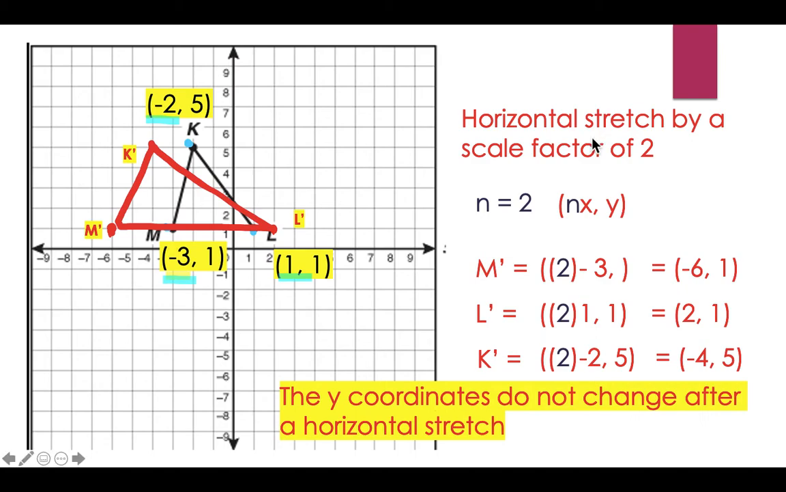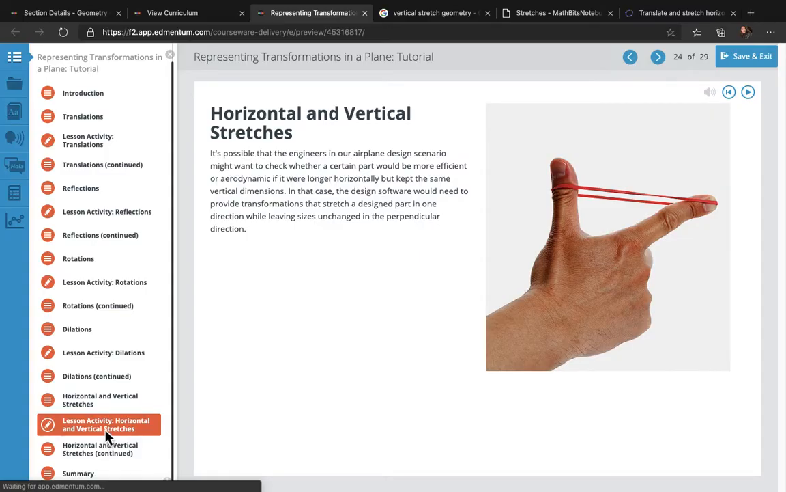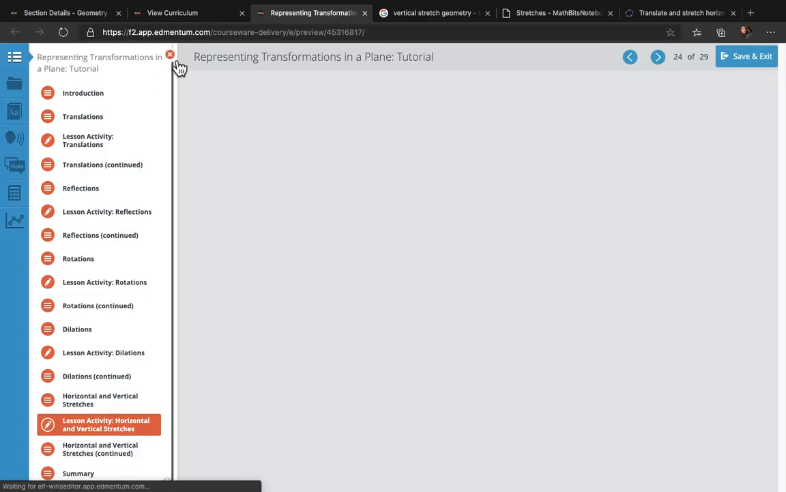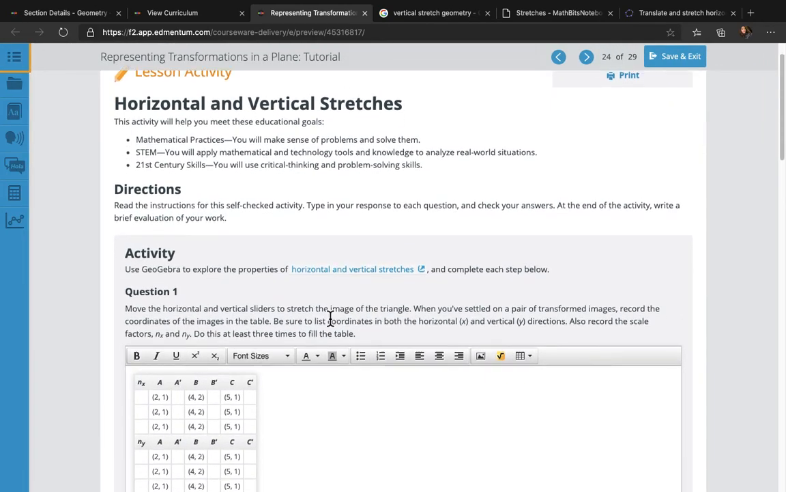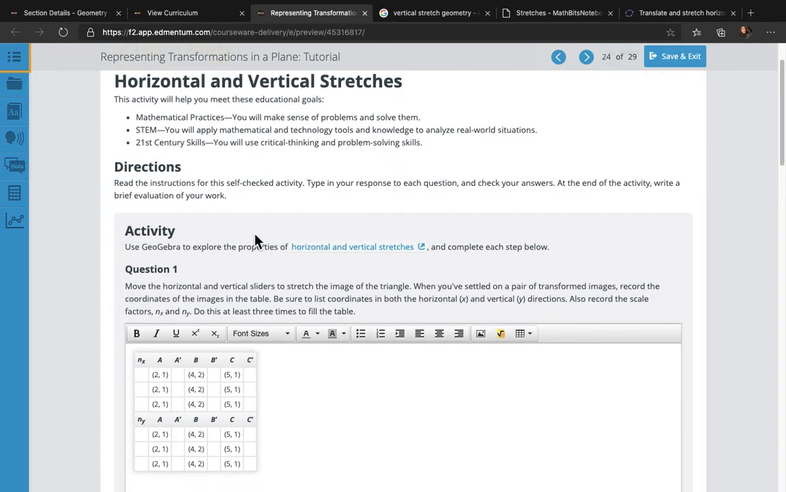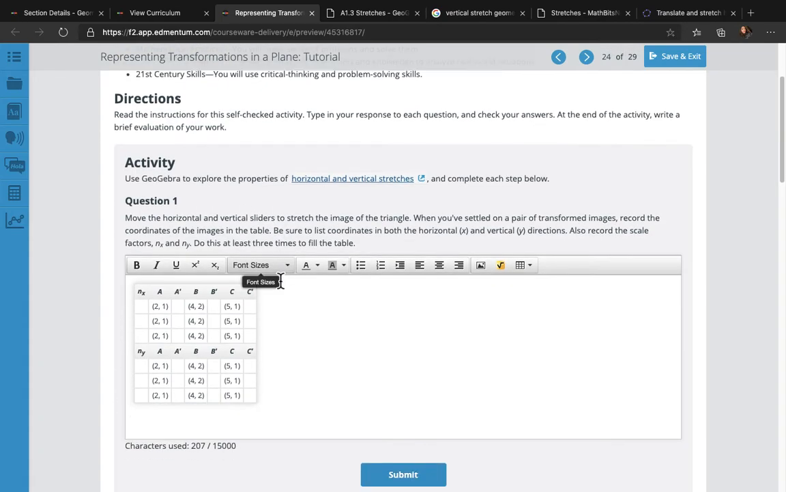Okay, so let's go ahead and start on your lesson activity right now. So I'm going to go ahead and click on the lesson activity. You guys have to read that on your own in the directions. I'm going to click on the activity. It says use GeoGebra to explore the properties. I'm going to click on this link right here. And I'm going to go back and just read question 1 for you real quick.